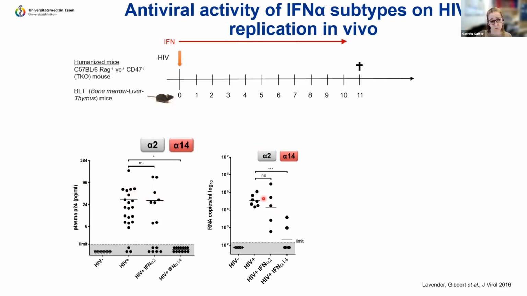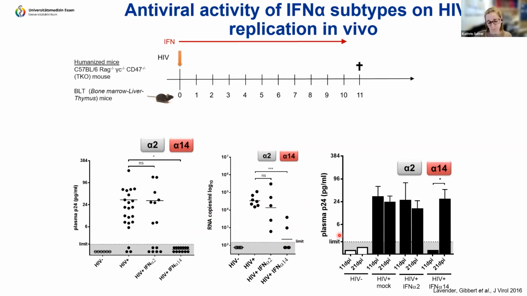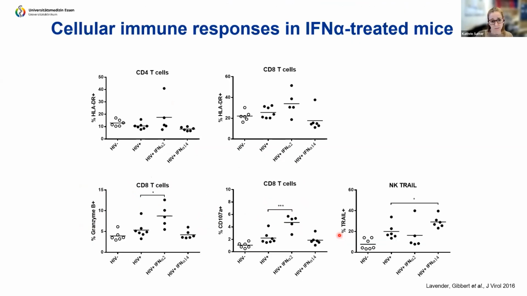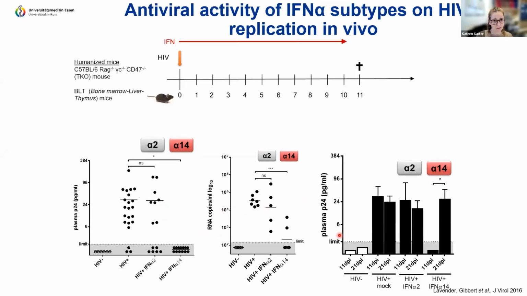And the same was true, so this is a viral protein. The same was true if you look for viral nucleic acids. There you also see for viral RNA, HIV RNA, for interferon alpha 14, that was all below the detection limit, except these two here. But again, for alpha 2, this was not working at all. I deleted one scale here.